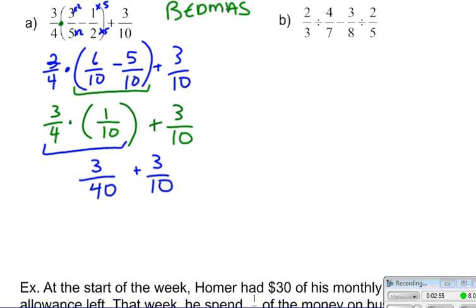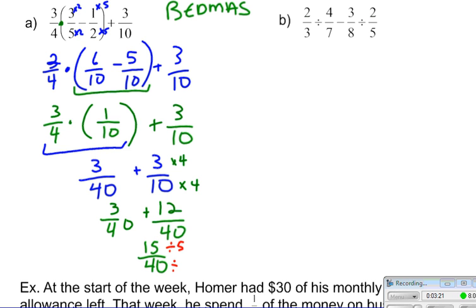So hopefully you notice that tenths can be made into 40ths. So I'm going to take my second fraction and multiply it by 4. So 3/40 plus 12/40. We just went to all this work to make those denominators the same, so we're going to keep them the same and we get 15/40. I'm going to divide both top and bottom by 5 and we get 3/8. Neither of those numbers can be divided by a common factor, so we get 3/8 as our final answer in lowest terms.